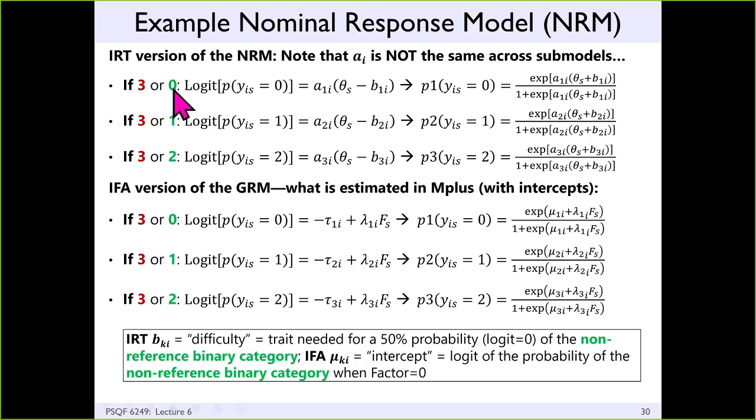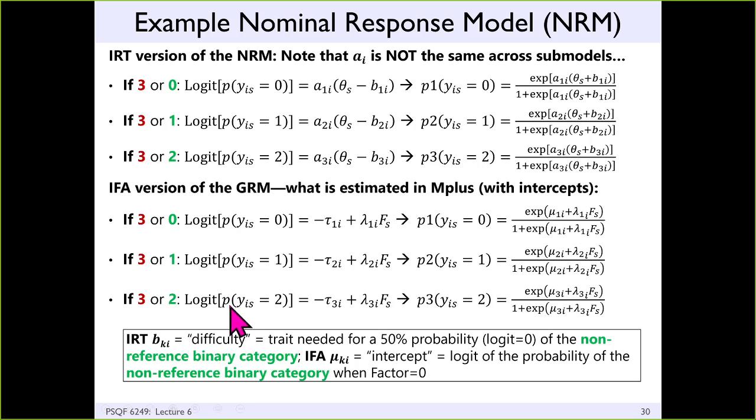But the idea is the same, though, of everything that we've been doing, where you have your binary submodels. The only difference is in how they're defined. And the one thing that makes nominal different is that there is a separate slope in each submodel. All of the others constrain the slopes to be equal across submodels, but nominal has a separate slope per submodel per item. So a lot more parameters in nominal as a consequence of that.